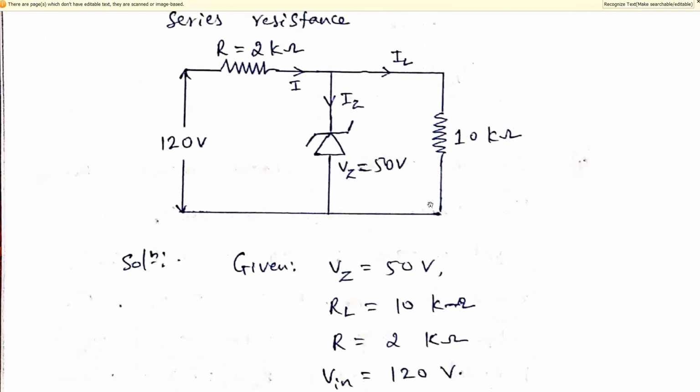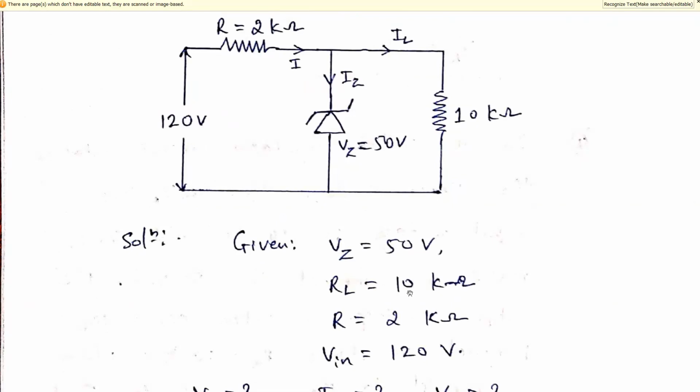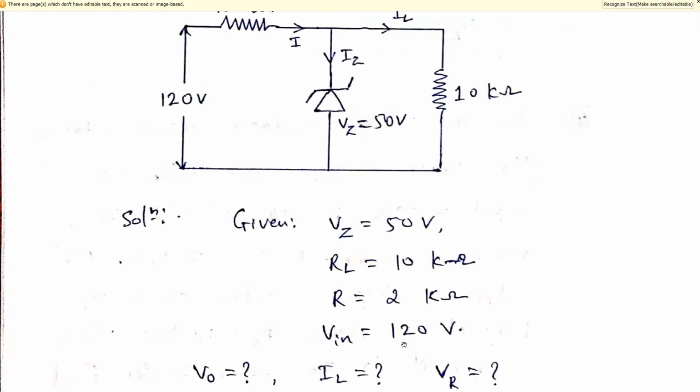Solution. What are the given quantities? Vz, that is the Zener voltage, is 50 volt. The load resistance RL is 10 kilo ohm. The series resistance R is 2 kilo ohm. And the input voltage V in is 120 volt.